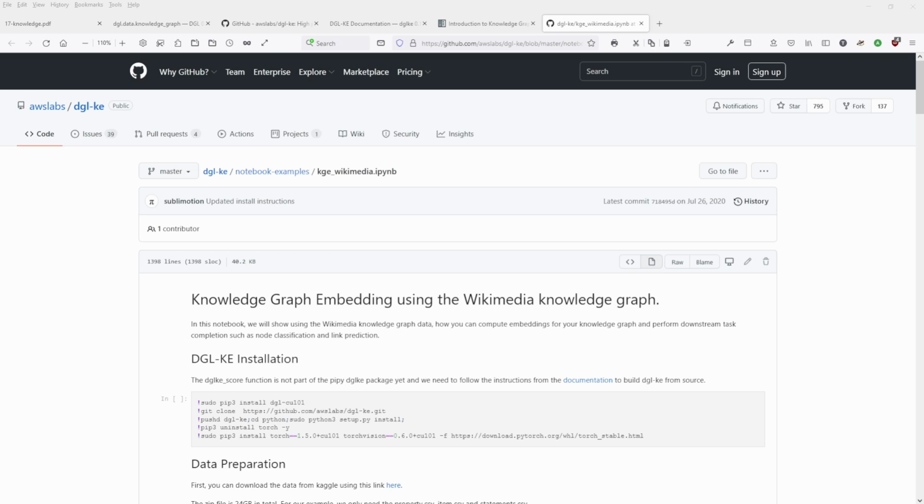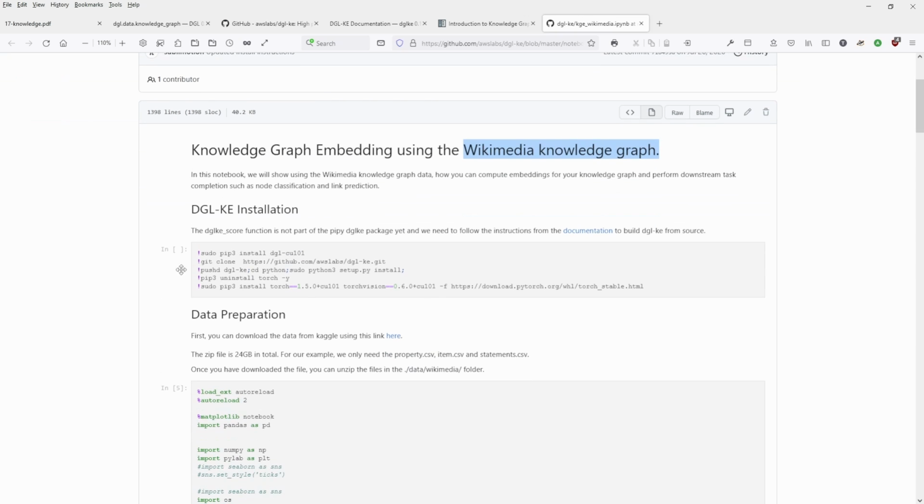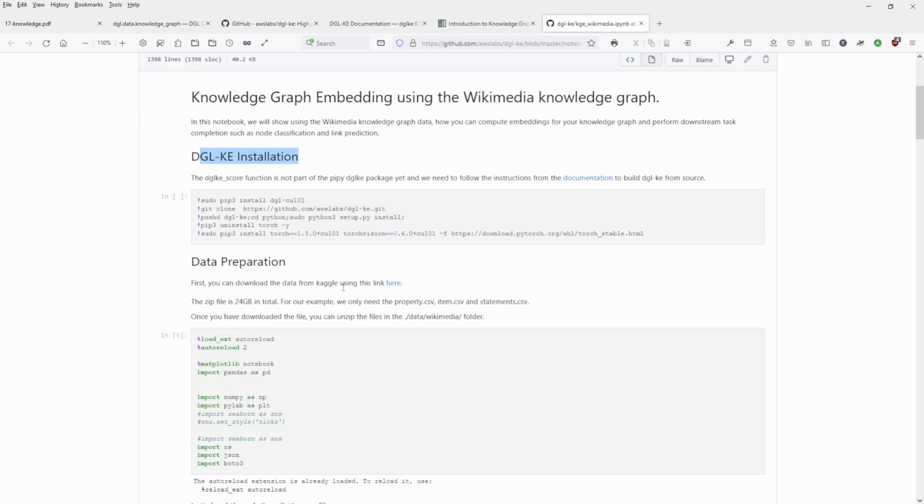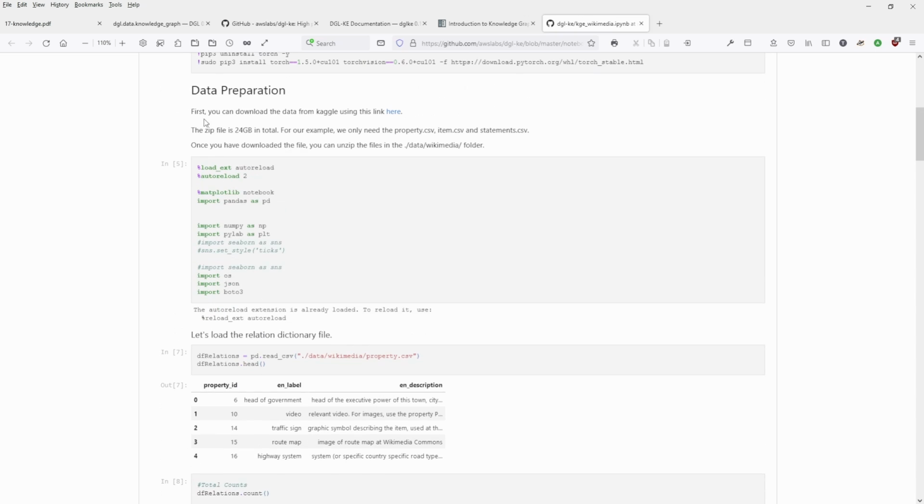And for all people who stayed with me until now, here I show you a Jupyter Notebook example of knowledge graph embedding using the Wikimedia knowledge graph. And I give you the link in the description of this video, of course, where you have the notebook examples, and you have a Python notebook that has all the instructions that guide you even through the installation of our knowledge embedding, the data preparation. Of course, the zip file has 24 gigabytes in total, so you better prepare on a machine that is able to handle this, maybe also with multi-GPU.